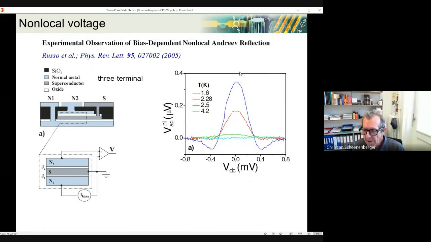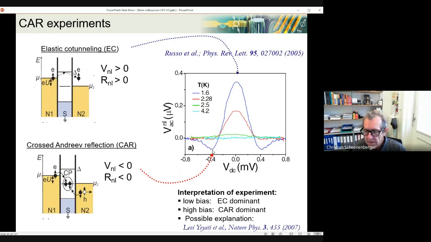So this is not what we want, but you see there's a very strong wrong-sign co-tunneling. But if you go to larger bias, for some strange reason, it becomes negative. And so they were claiming that they see some Cooper pair splitting appearing at higher biases. So here's the explanation for co-tunneling.